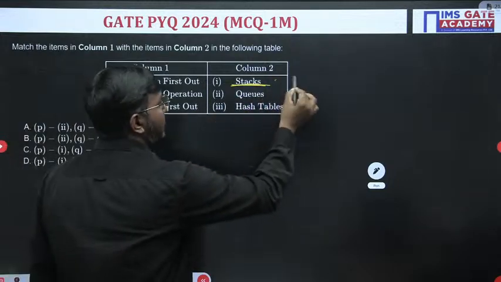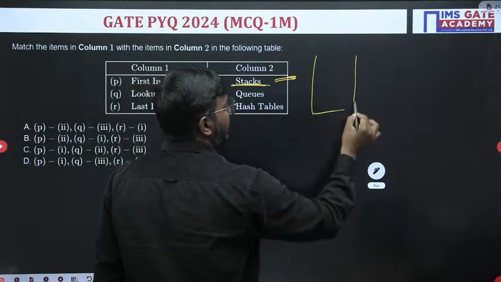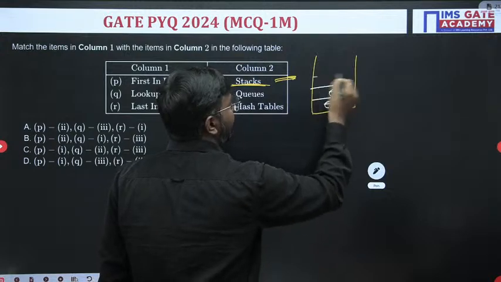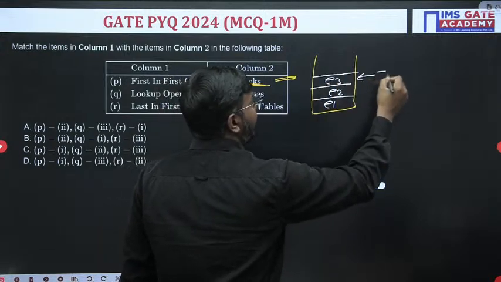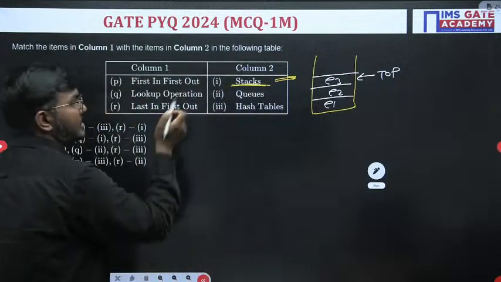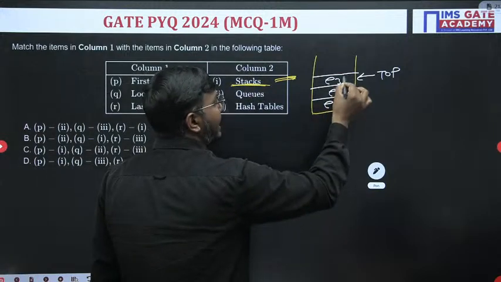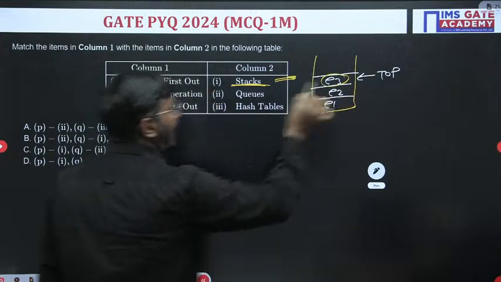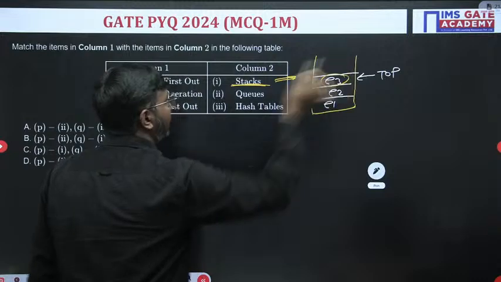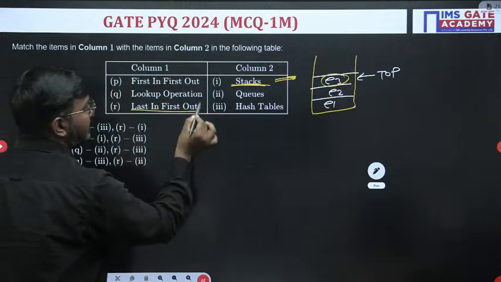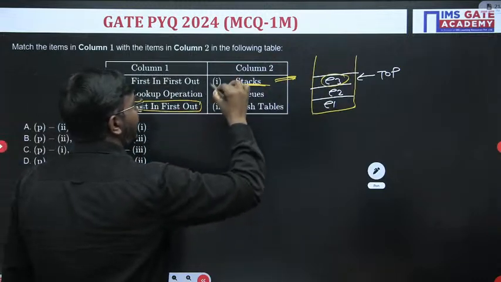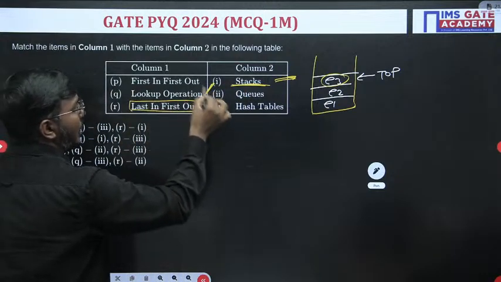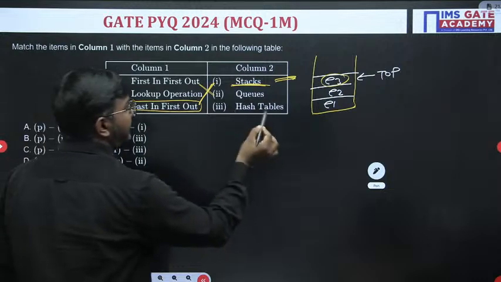Here we have a data structure, the stack, where whatever elements we have are pointed to by the top, and the operation works such that whatever the last element inserted is the one that is popped. So this is last in, first out. Last in first out is the property of a stack. So R will be matched to 1, and the queue property is first in first out, and the hash table is the lookup.